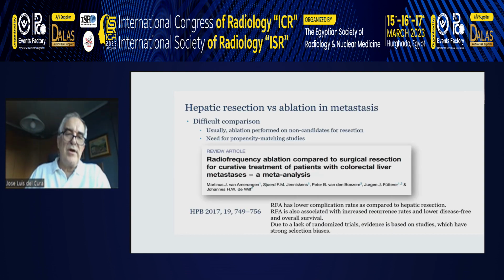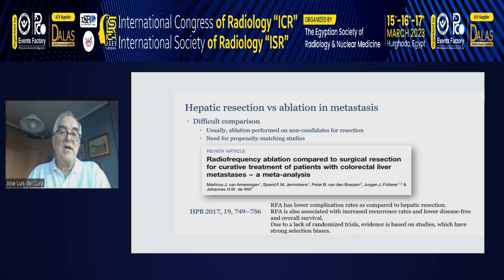And what about comparing surgery and ablation? Well, the comparison is difficult because in most of the published series, the ablation was performed only in patients that were not considered for surgery for several reasons. So in general, in the recent meta-analysis, the techniques of ablation have been described as having lower complication rates, but also lower disease-free and overall survival.